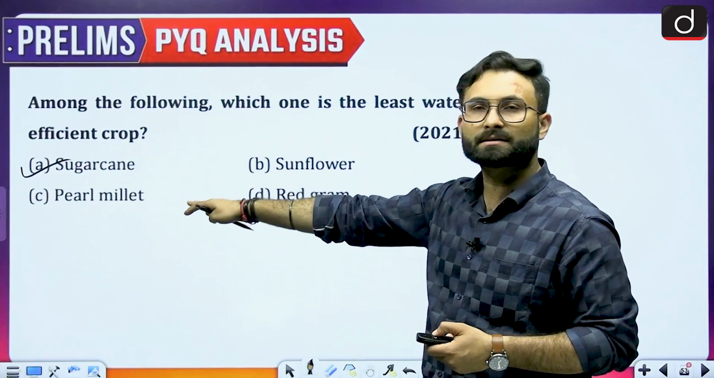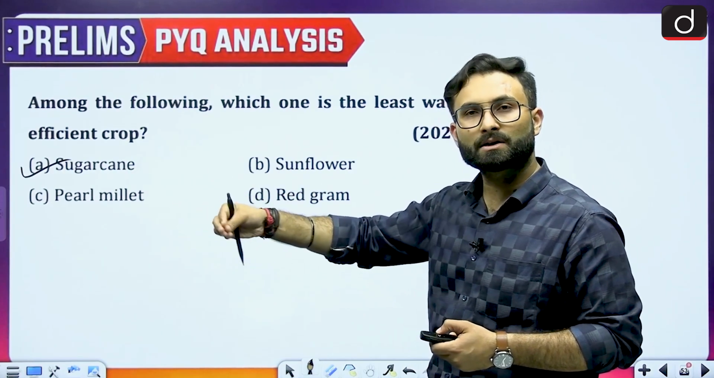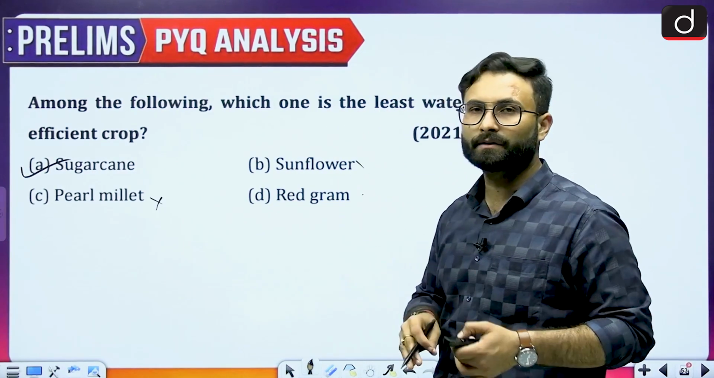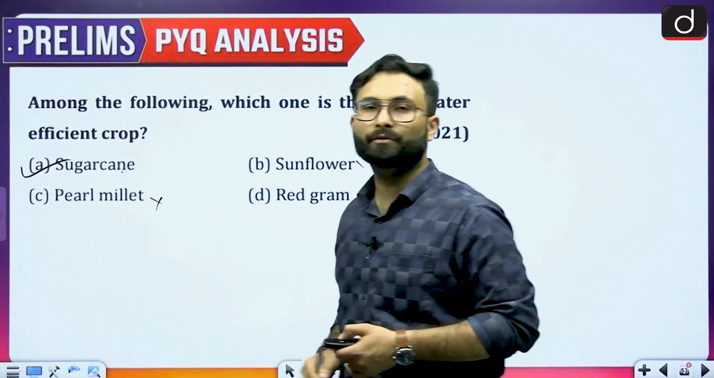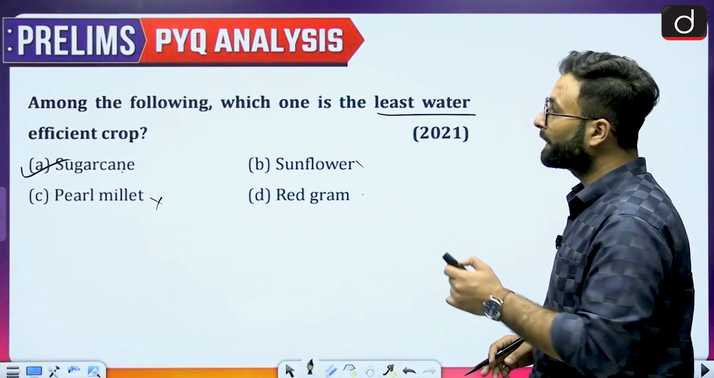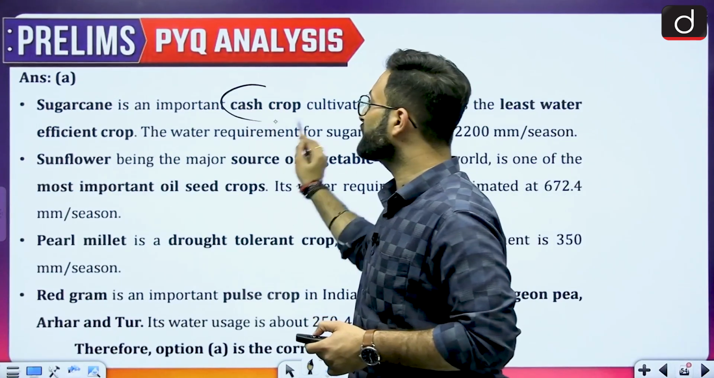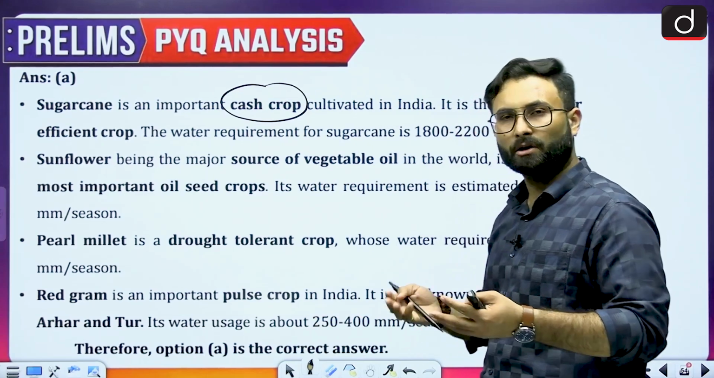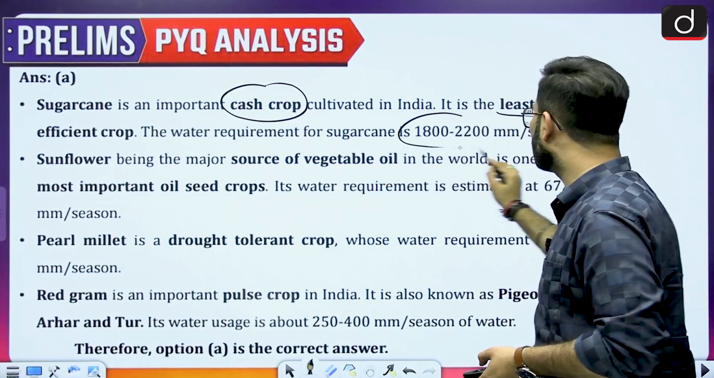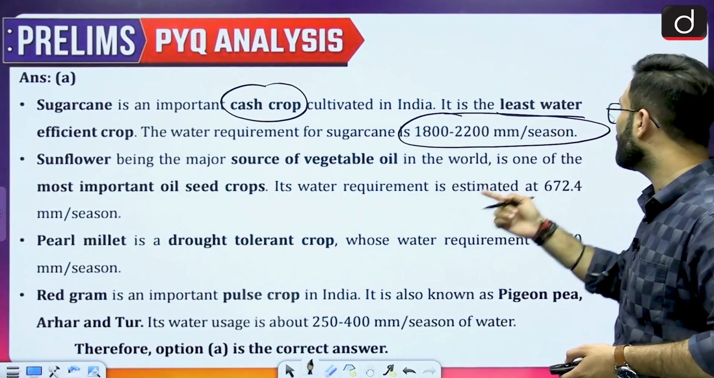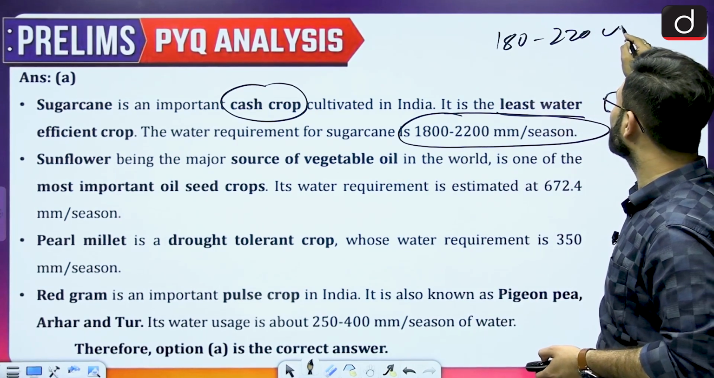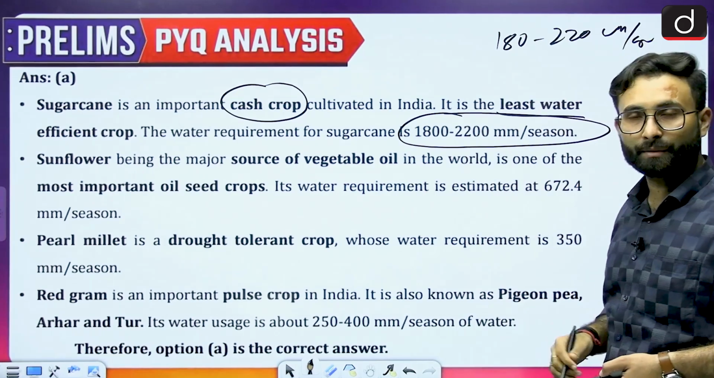When we talk about pearl millet, these are also grown in the areas of Rajasthan, so these have lesser requirements. Sunflower and red gram also have relatively lesser water requirements. Sugarcane is the water intensive crop, so that is why we can say it is the least water efficient crop. Sugarcane is an important cash crop. When we talk about tea and sugarcane, these are your cash crops. It is the least water efficient crop because it requires 1800 to 2200 mm per season. That is 180 to 220 centimeters per season, the water requirement for sugarcane.